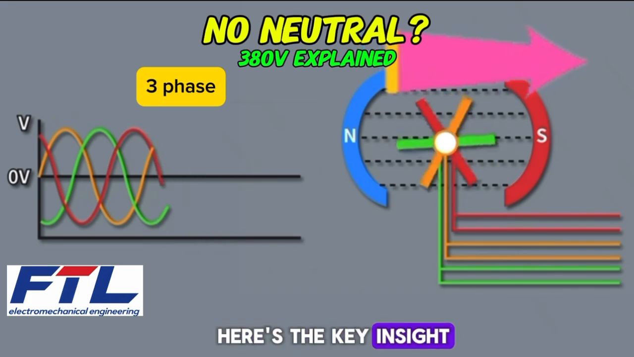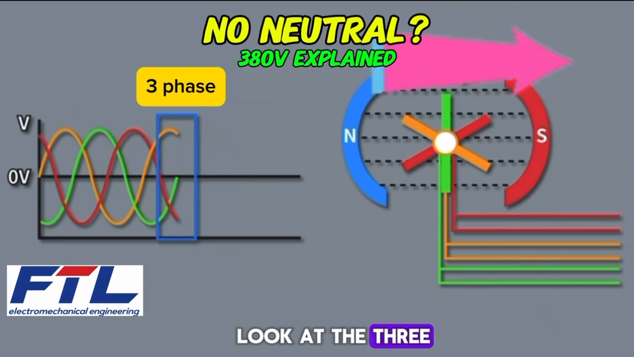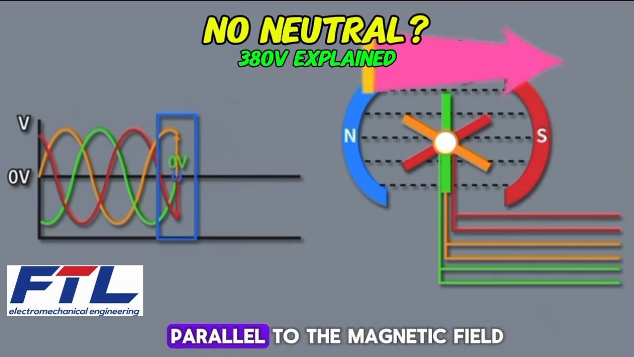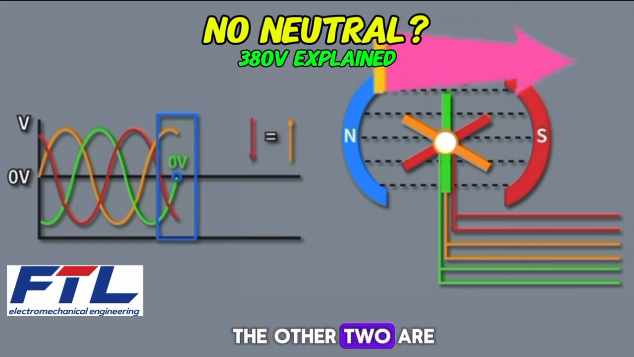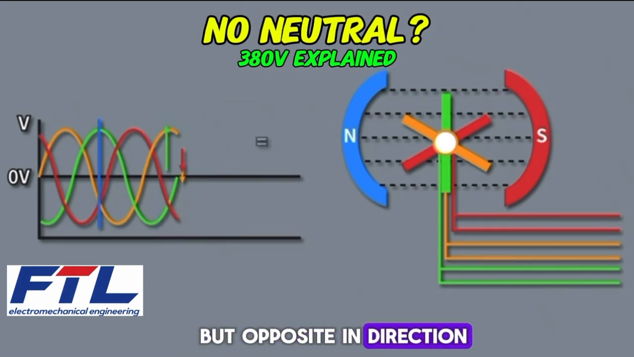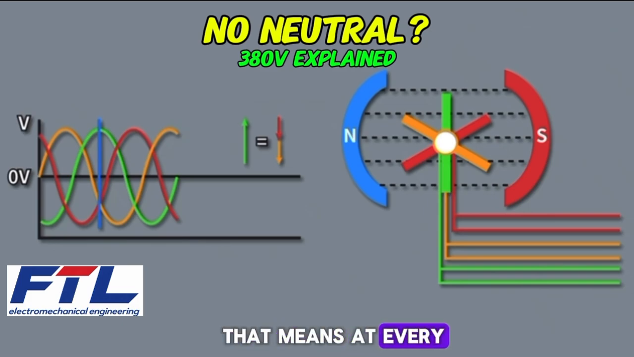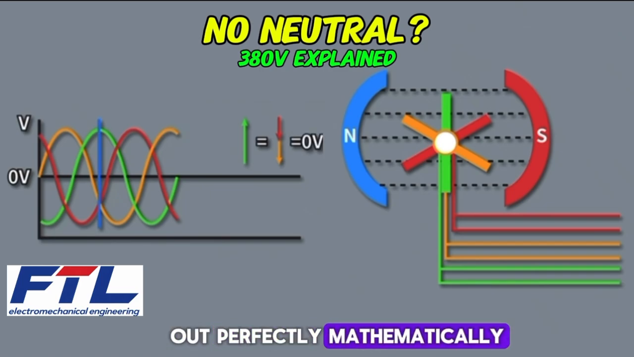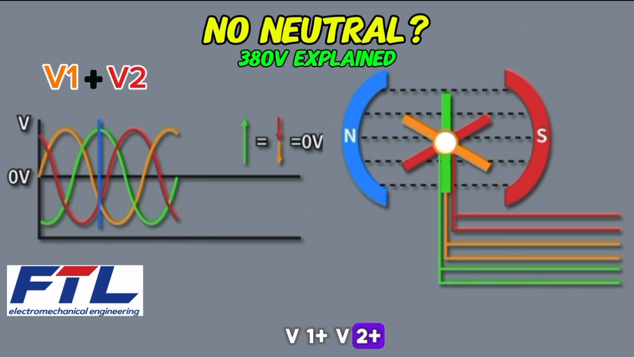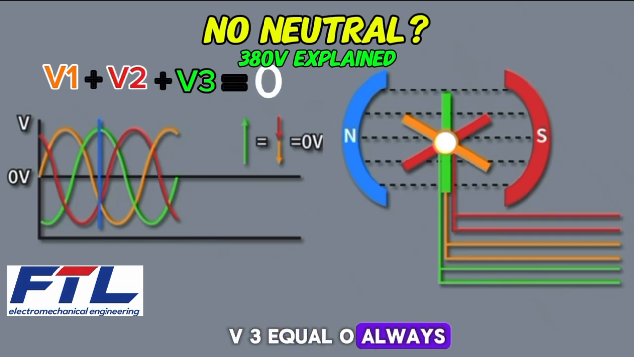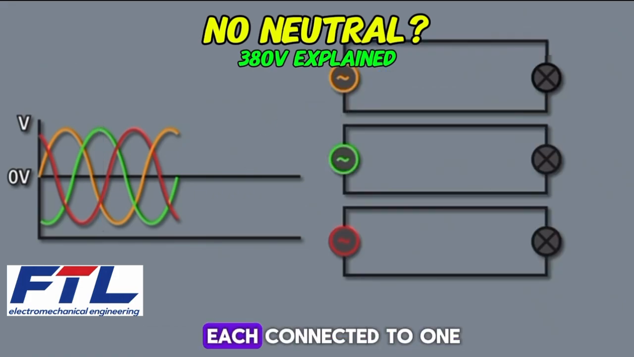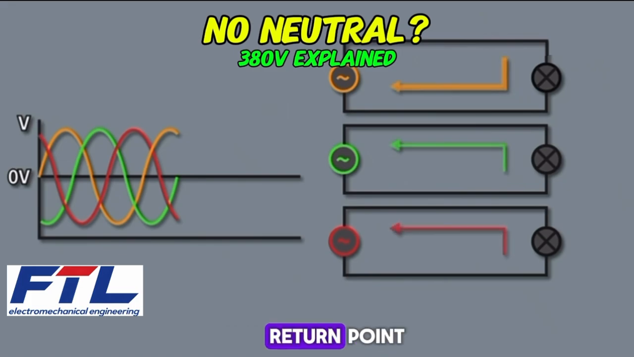Here's the key insight. At any instant, look at the 3 sine waves. When one phase's voltage is at 0 because its coil is parallel to the magnetic field, the other 2 are equal in voltage but opposite in direction. That means, at every single point in time, the sum of the 3 voltages is 0. They cancel each other out perfectly. Mathematically, V1 plus V2 plus V3 equals 0. Always. Now imagine 3 identical loads, like 3 heaters, each connected to one phase and a common return point.